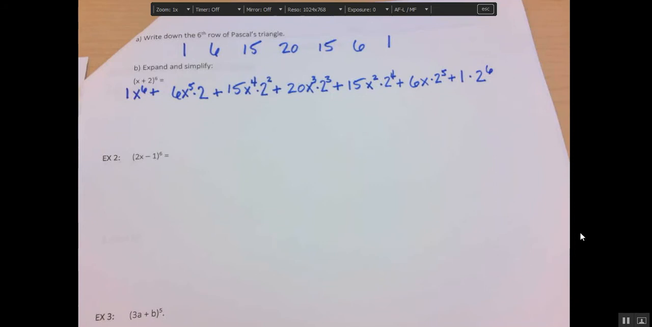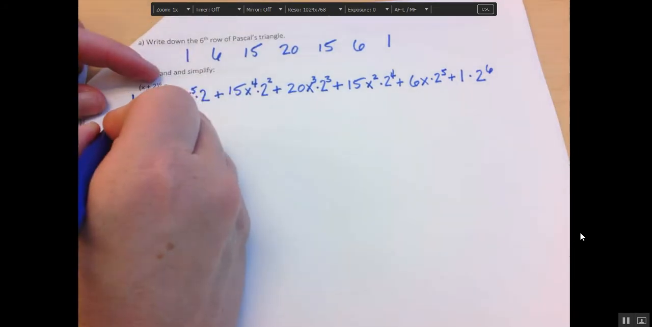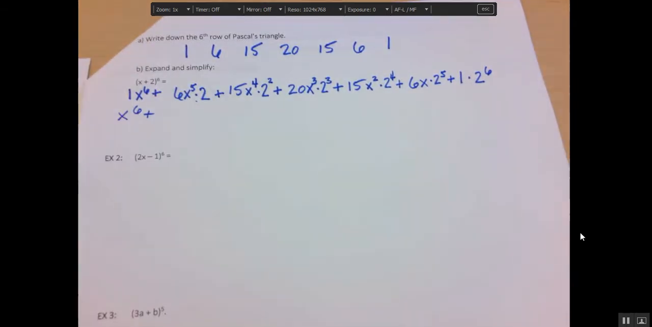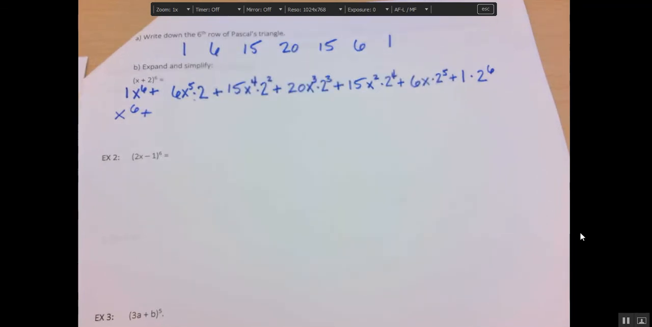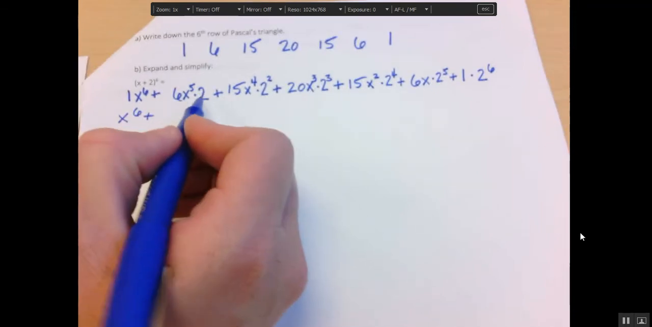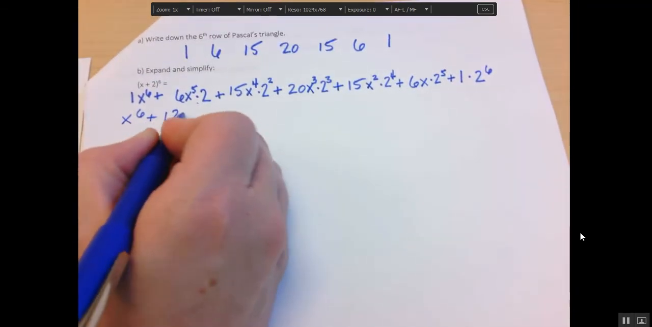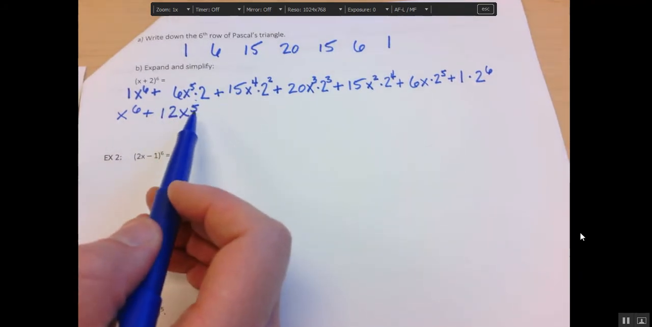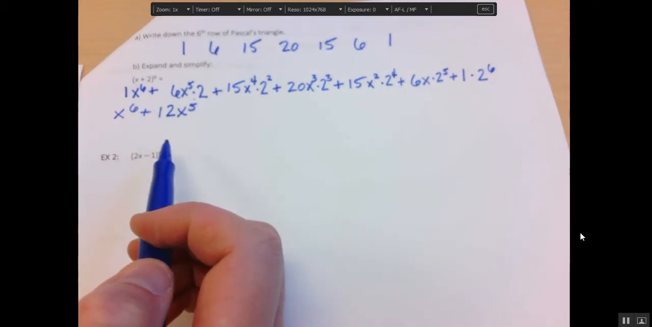Okay, and now these are going to simplify because we actually know what these values of 2 are. The first one's not that bad, just x to the 6th. What's the next term going to be? Yeah, you're right. You guys have to multiply the 6 times the 2. So you have 12x to the 5th. So if you have 6x to the 5th times 2, that makes 12x to the 5th.